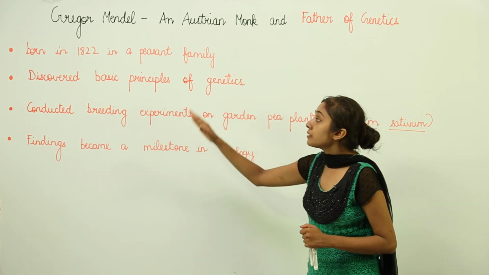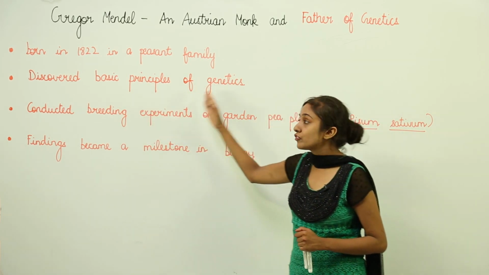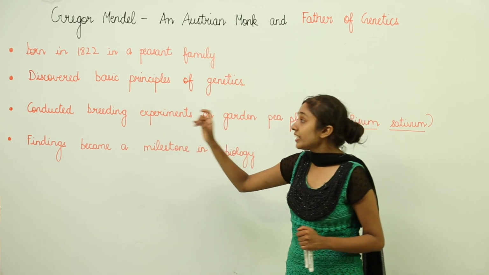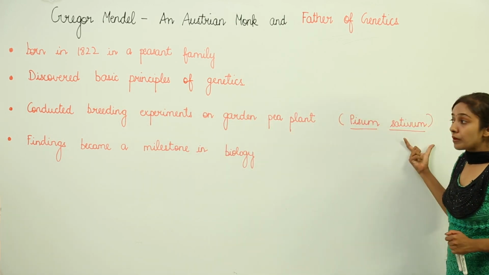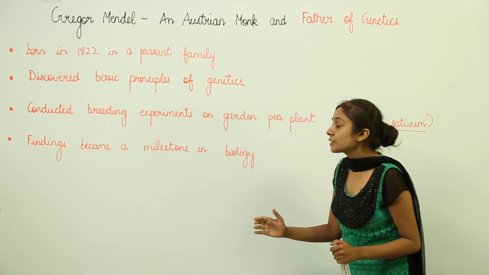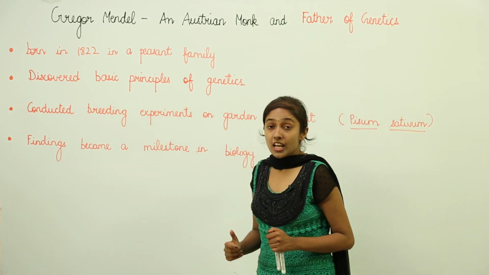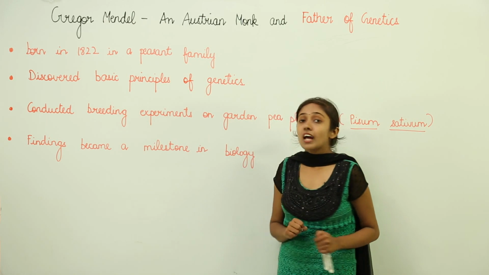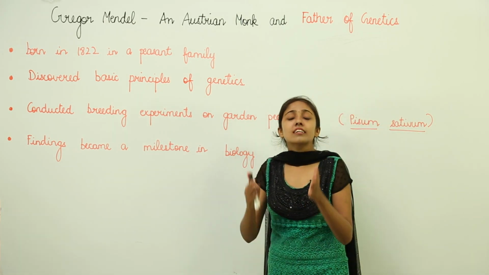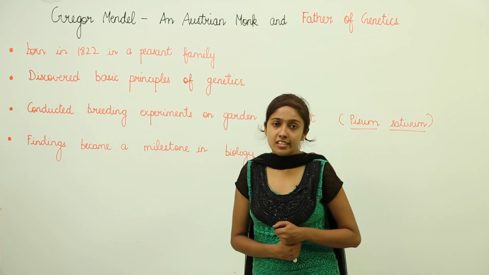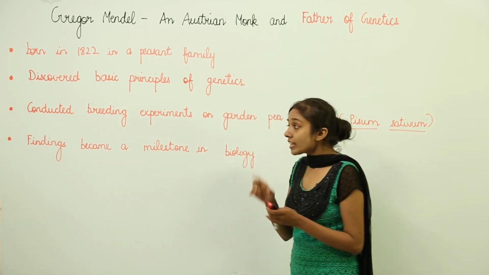So, he discovered the basic principles of genetics. He conducted breeding experiments on garden pea plant, which we call Pisum sativum, right? And his findings became a milestone in biology. Whatever experiments he conducted, he framed a few laws based on that. So, those laws are the basic principles of heredity and genetics, right? So, what are these laws?